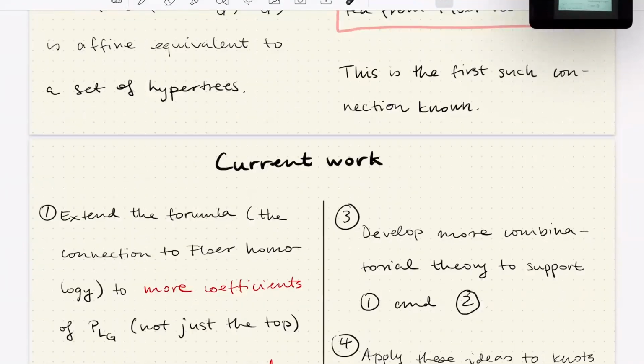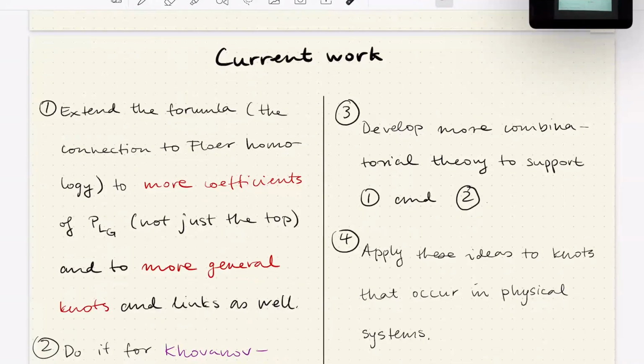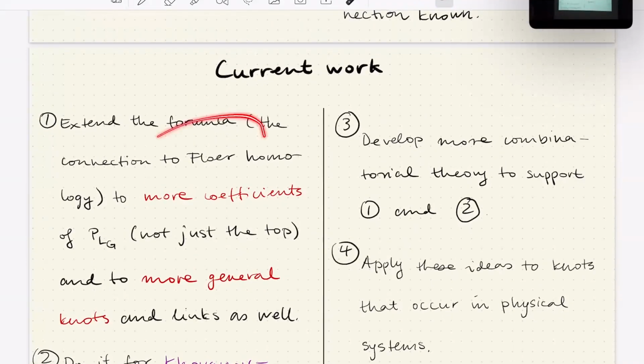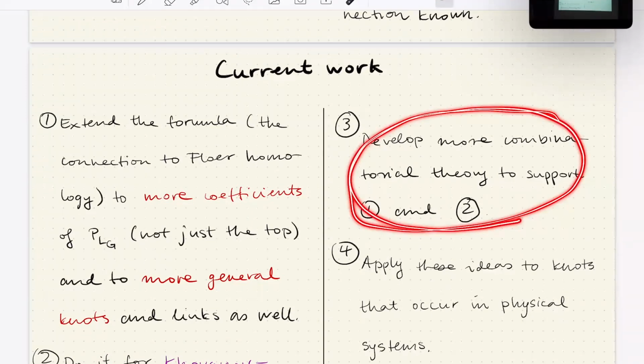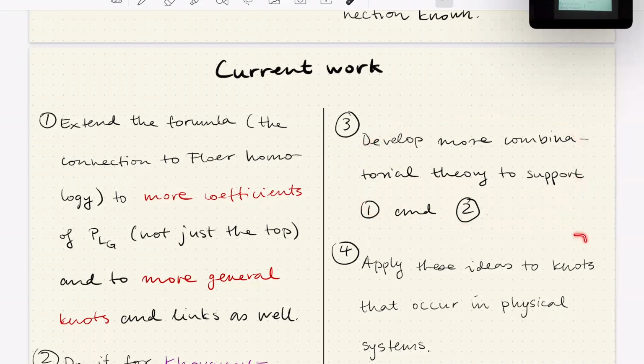Well, but hopefully at some point I will. So I'm still working on that, more coefficients and for more general knots. Maybe I even want to categorify the Alexander polynomial, never mind that. I also want to develop more of this combinatorial theory to help me answer these questions 1 and 2. And most importantly for us right now, today, I do want to see if these ideas have any relevance, any applications to what we are doing here, such as line defects in liquid crystals or any other physical systems.